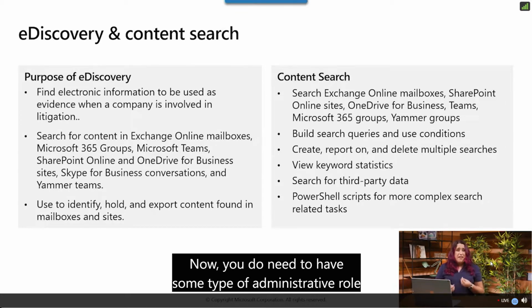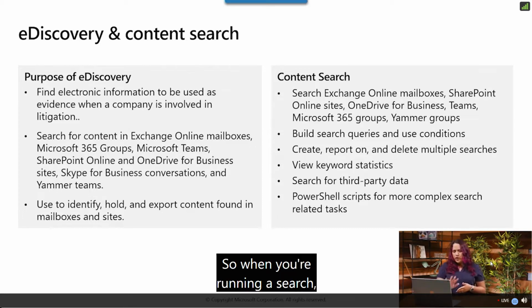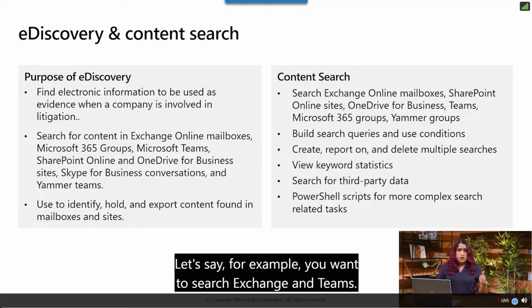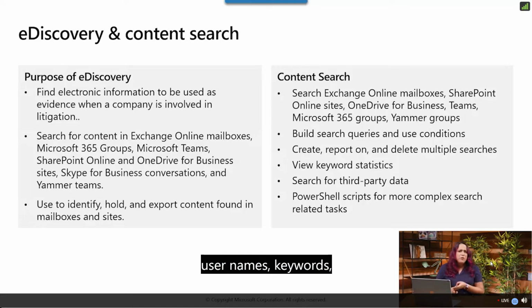Now, you do need to have some type of administrative role in order to run a search, but it's a very simple process. So when you're running a search, you need to select the areas that you want to search. Let's say, for example, you want to search Exchange and Teams. Well, then what you're doing is you're adding filters like date, usernames, keywords.